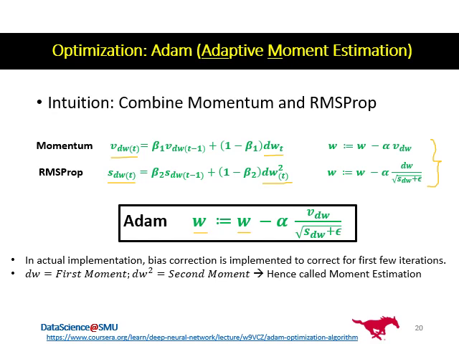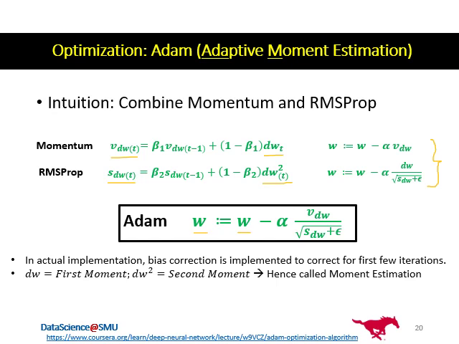In actual implementation, there is something called bias correction which is implemented. What happens is when the algorithm is just starting off, it doesn't have enough history or enough previous gradients to make a decision. So that's why you have to correct for that, and that's what is called bias correction. That's something you might see when you're going through the literature for Adam optimizer, and it's basically taking care of the initial few gradients when you're just starting off the optimization algorithm.